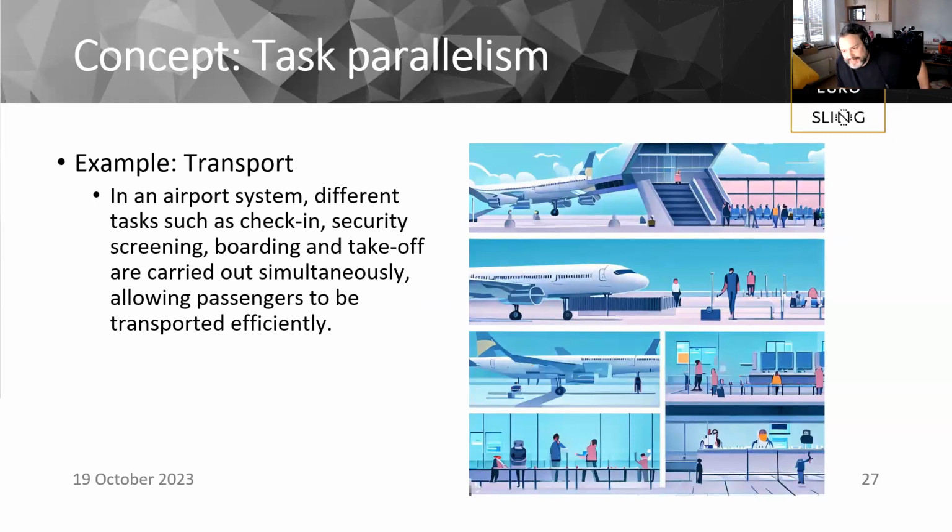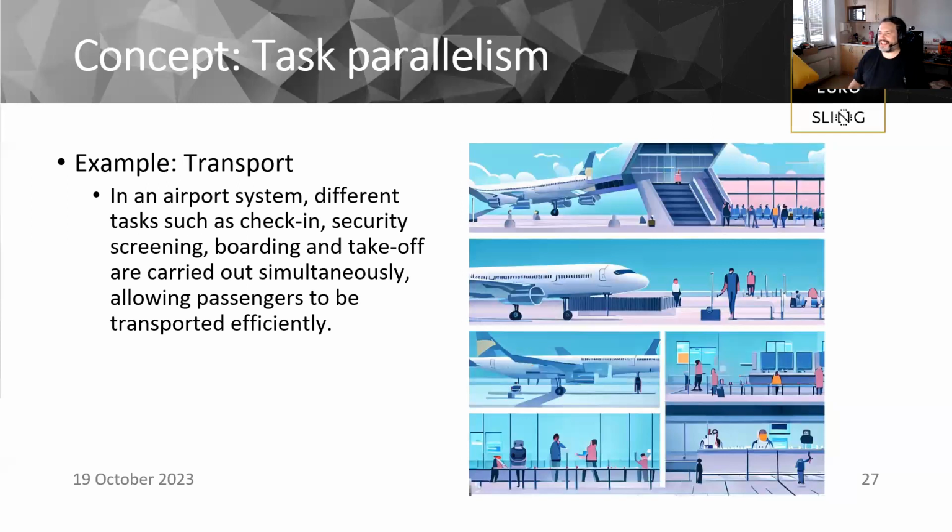So what is task parallelism? This is the situation where your tasks are different, but you are able to do them at the same time.